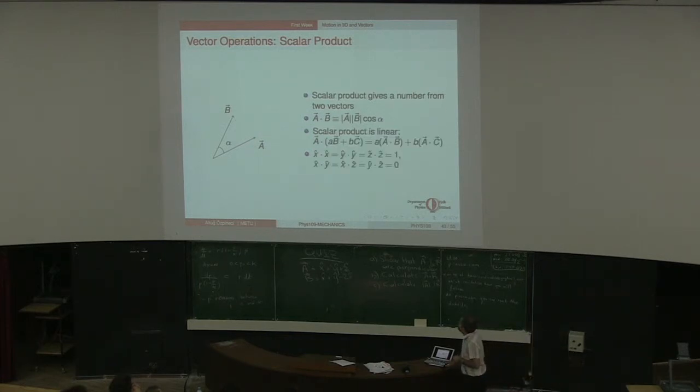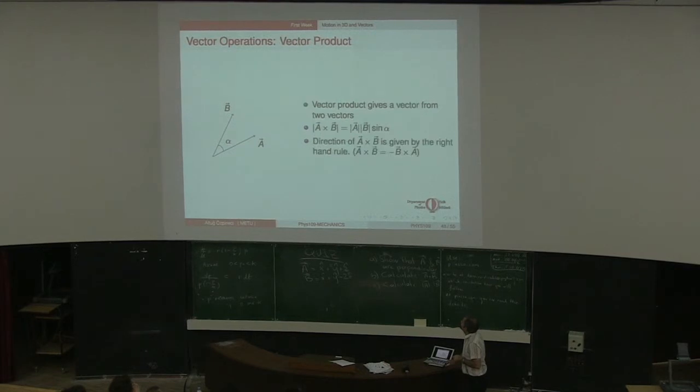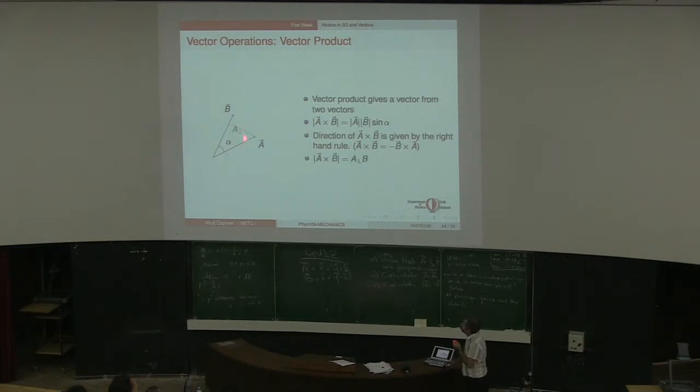Well, I can repeat the same thing for the cross product. Since it's a sine, it will not be the parallel component, but this perpendicular component. The magnitude of A cross B, I can write as the length of B times the length of the perpendicular component of A to B, or the length of the component of A perpendicular to B.